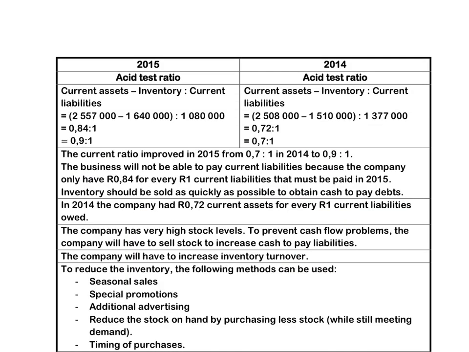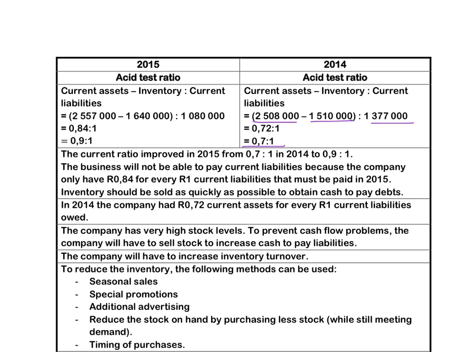We will now calculate the asset test ratio. In 2014, we will take the total current assets and we will subtract the inventory that's available in 2014 at the end of the year, and we will take the reduced amount and compare it with our current liabilities. And what do we see now? The asset test ratio gives us 70 cents assets for every R1 that's owed.